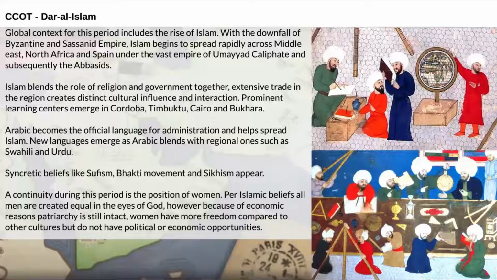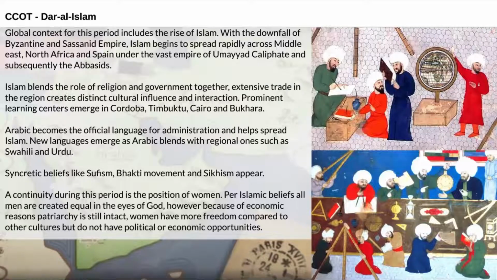A continuity during this period is the position of women. As per Islamic beliefs, all men are created equal in the eyes of God. However, because of economic reasons, patriarchy is still intact. Women have more freedom compared to other cultures. However, they do not have political or economic opportunities.